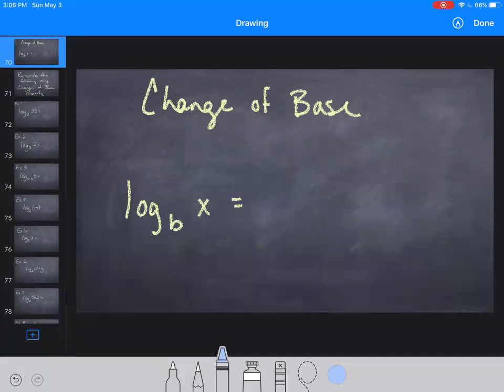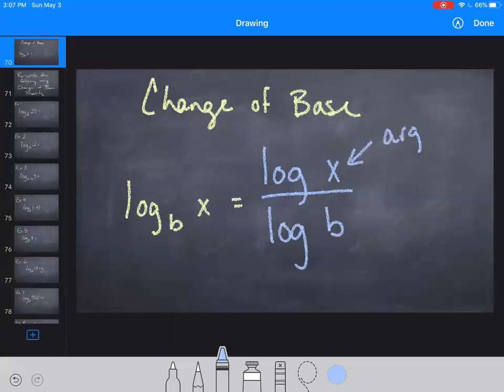Today we're going to be looking at the change of base property. So I'm going to take log base b of x and rewrite it as the log of x divided by the log of my base b. And remember, it's the log of the argument divided by the log of my base. And remember that base is always the one that's tiny and small right after the word log.